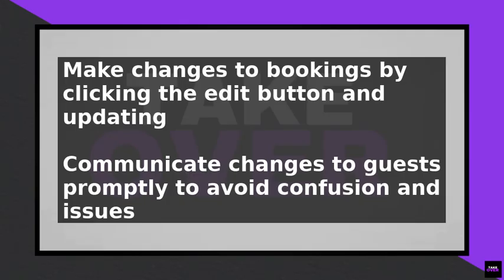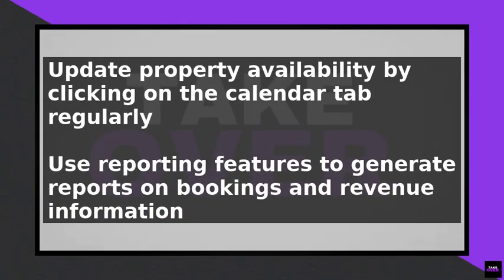guests. To avoid double bookings and ensure that your calendar is up to date, make sure to regularly update your property's availability. You can do this by clicking on the Calendar tab and selecting the dates that your property is available or unavailable. Finally, to keep track of your bookings and stay organized, consider using the Vrbo app's reporting features.